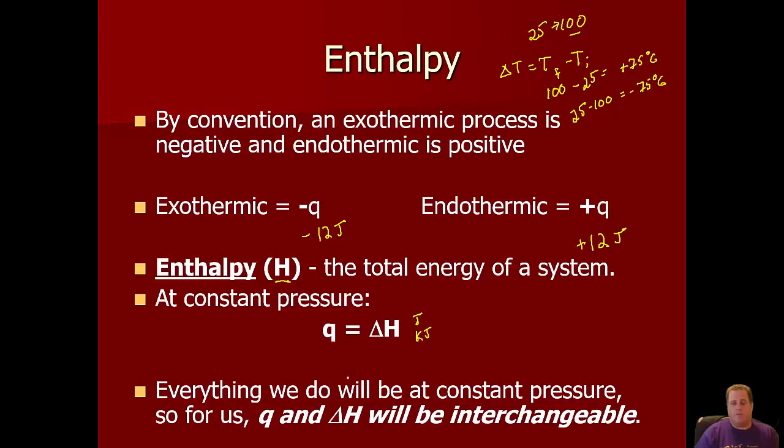Okay, and for us, we'll always be doing problems at constant pressure. So Q and delta H will be interchangeable. So if we think about delta H and Q at constant pressure, it really simply means that we're doing it open to the atmosphere, which is essentially constant pressure.